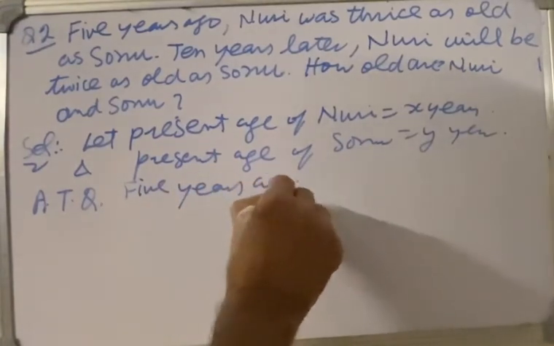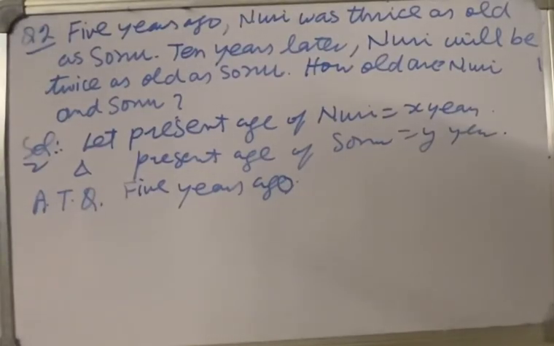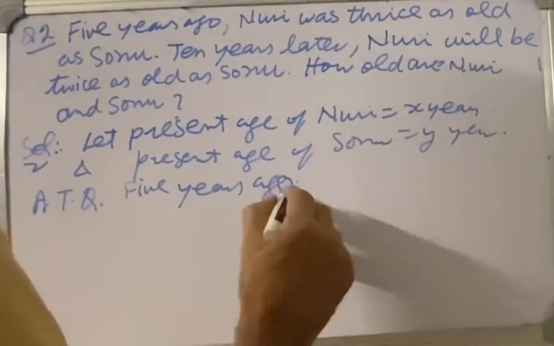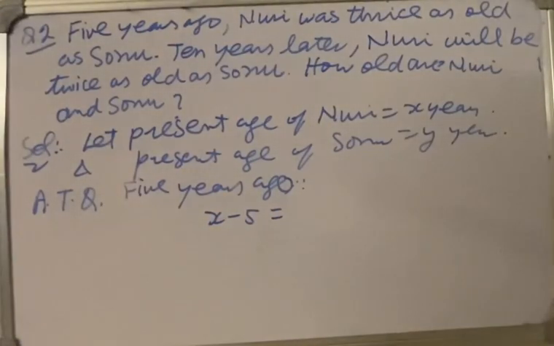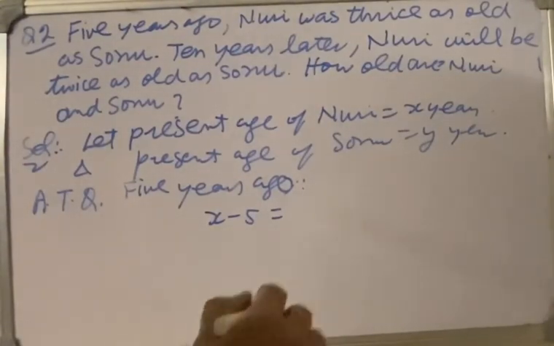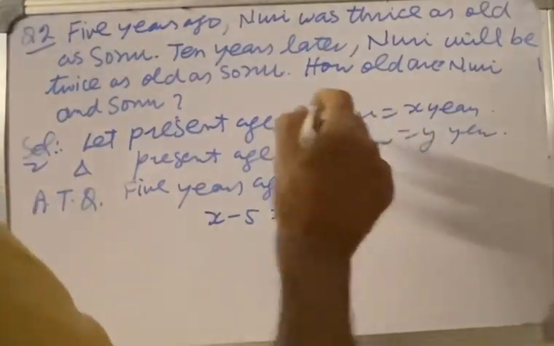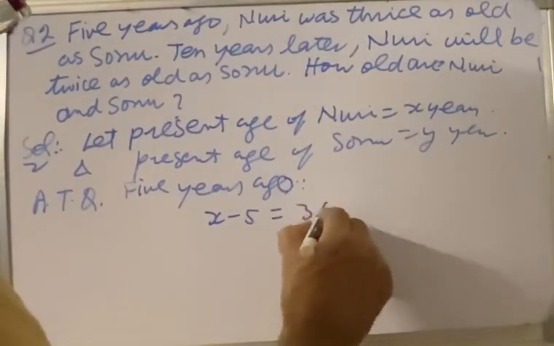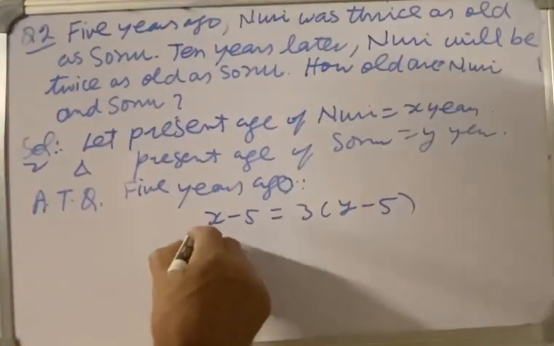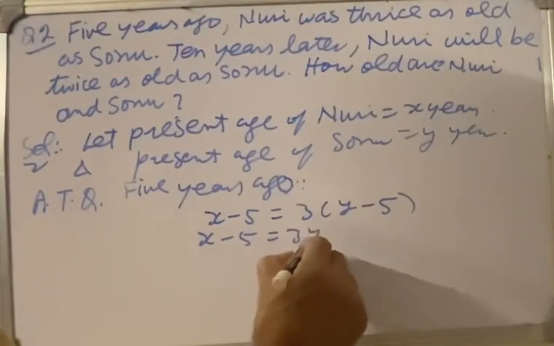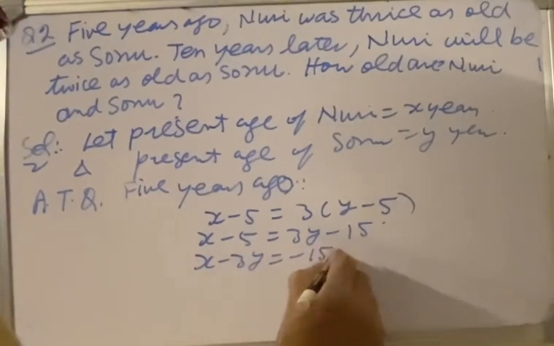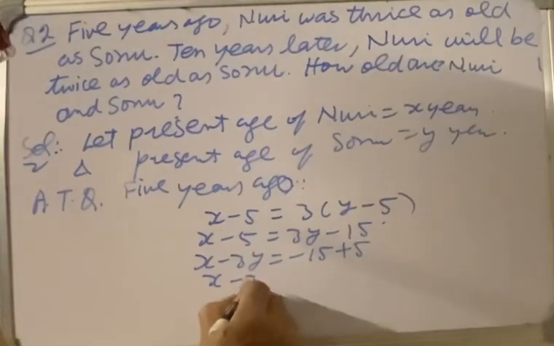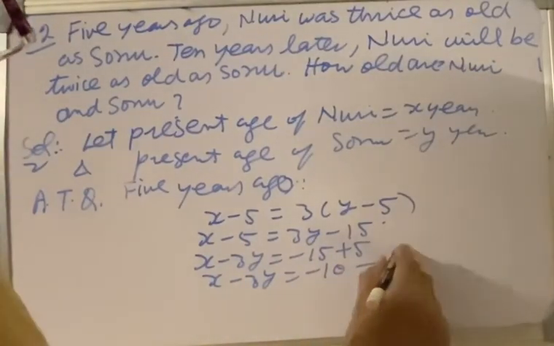you know that the present age of Nuri is x. Then 5 years ago it will be x minus 5, which is equal to 3 times the age of Sonu 5 years ago. The present age of Sonu is y, so 5 years ago it will be y minus 5. 3 into y minus 5. So simplify this. x minus 5 is equal to 3y minus 15. x minus 3y is equal to minus 15 plus 5. x minus 3y is equal to minus 10. This is the first equation.